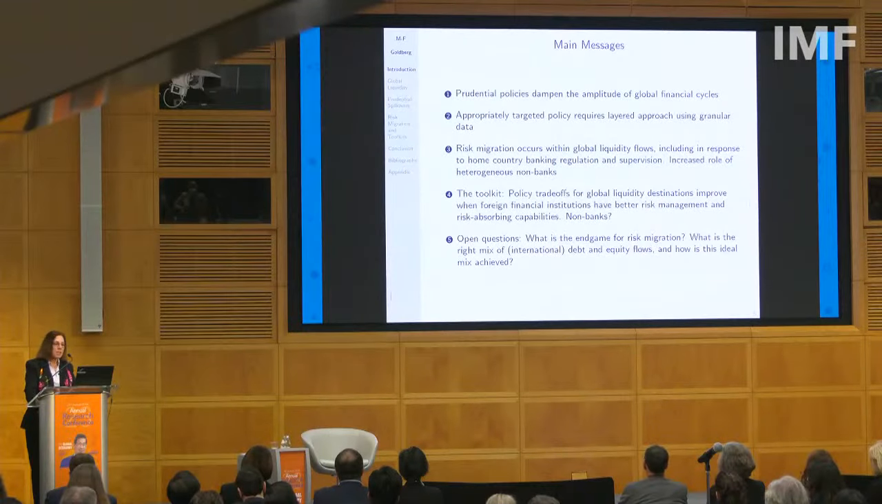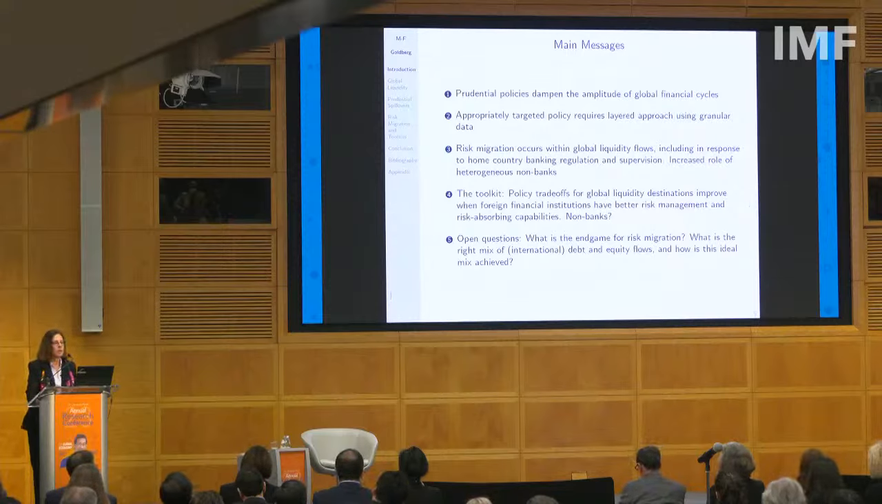The fourth point is on the toolkit. Policy trade-offs in destination countries for global liquidity are improved when participating institutions have better risk management and risk absorption capabilities. The approach for banks has been developed. The approach for non-banks, less so.